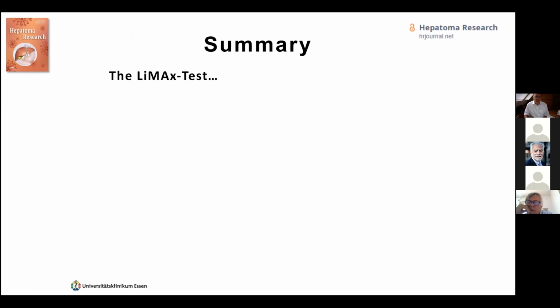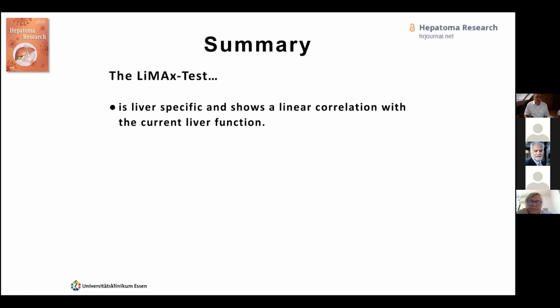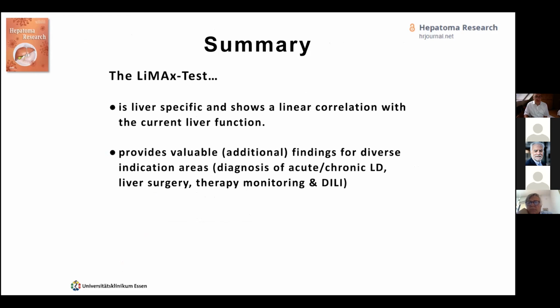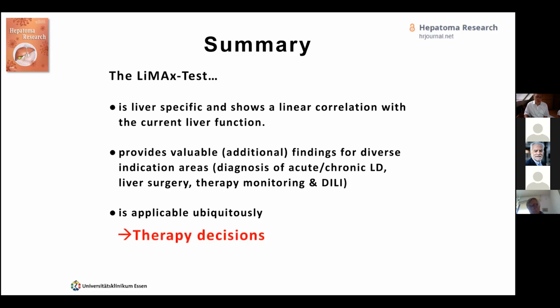death inhibitors. So in summary, the LIMAX test is very specific and shows a linear correlation. The LIMAX test is a good finding in different indications, acute and chronic, and surgery, and also in monitoring for chemotherapy. It is applicable ubiquitously, so we can use it all over the world and at the bedside, and we can use it also for good therapy decision making or for prognosis assessment.